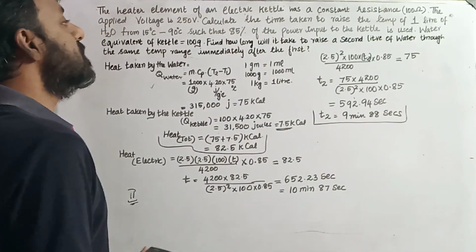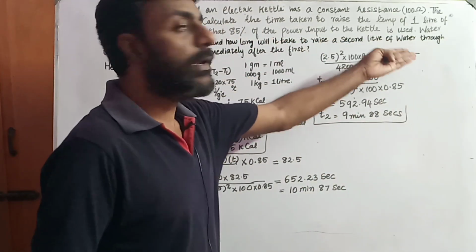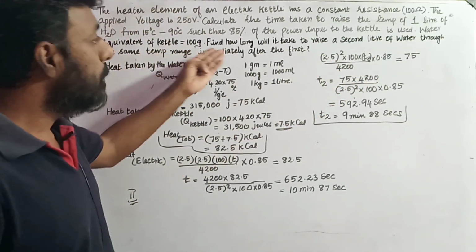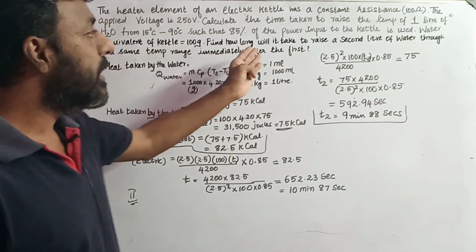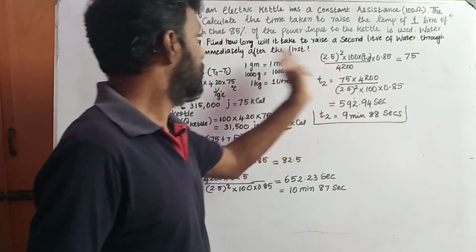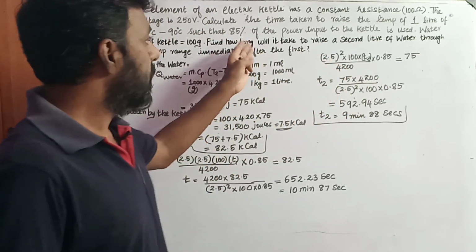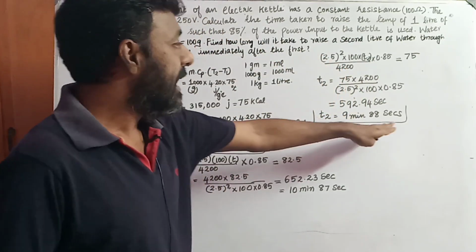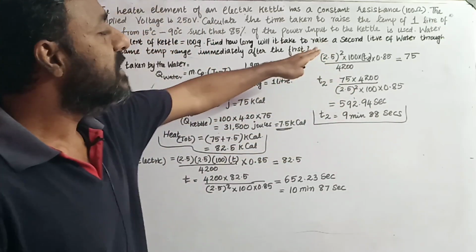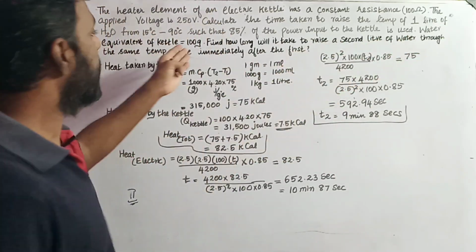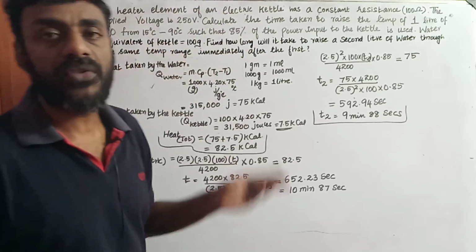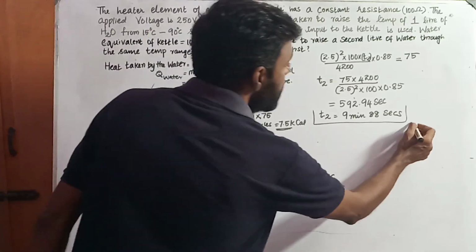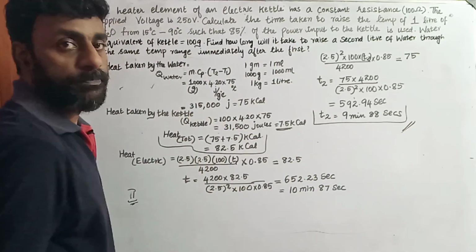So the question is, find how long will it take to raise a second liter of water through the same temperature range immediately after replacing the first. It takes 9 minutes 88 seconds to raise the second liter of water through the same temperature range immediately after the first. So this is the answer for this problem, right?